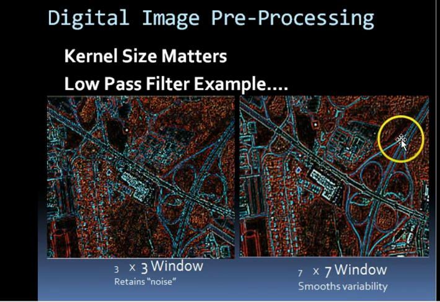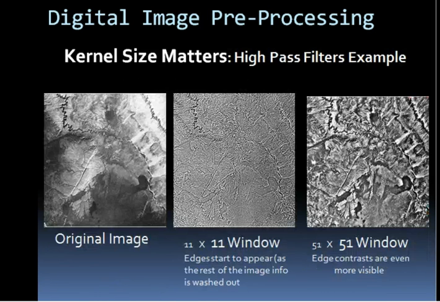I mean, you can even see that in the highways too. This larger window smooths over a larger area so that it's easier for us to see features like that, whereas before they really were spotty and mixed with other surface types. And similarly, it's going to impact our high-pass filters as well.